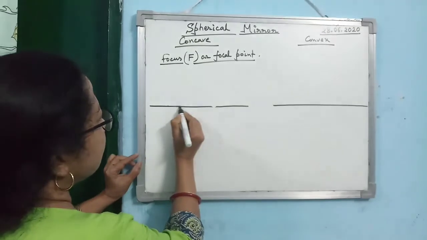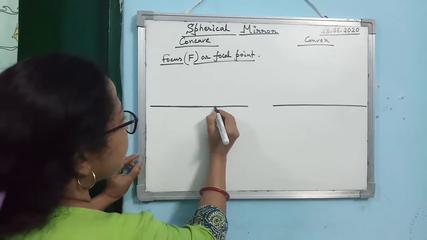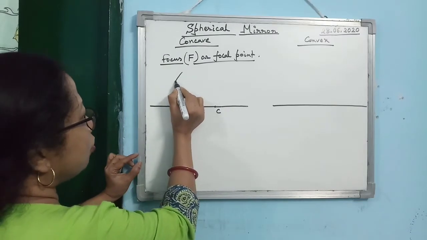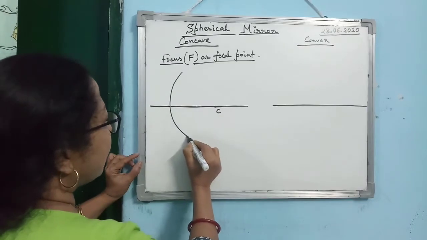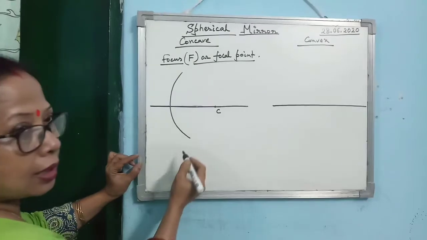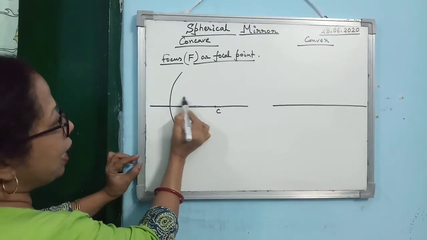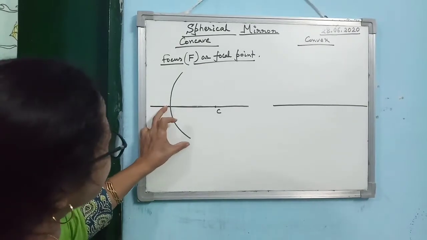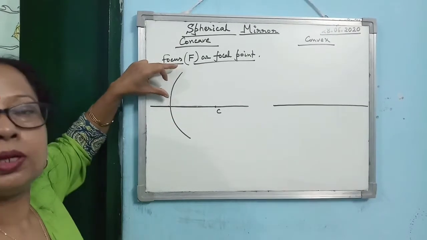Means you will take how much I said? That 6 centimeter radius. And then you will draw the curve like this. When you draw the curve, take care of the number of lines above and the number of lines below. Means this length and this length you make equal.